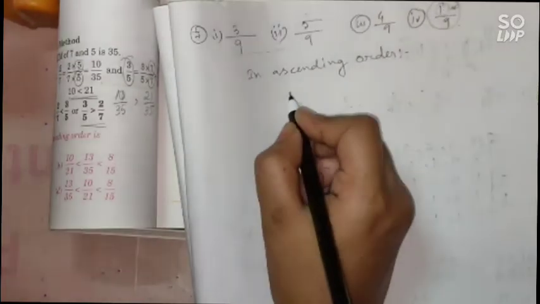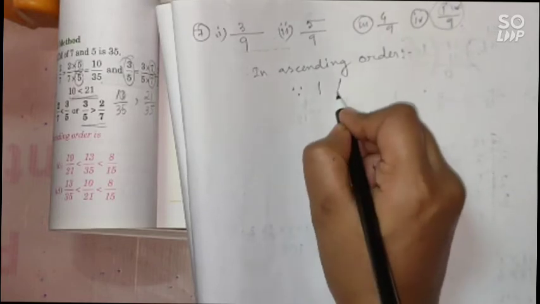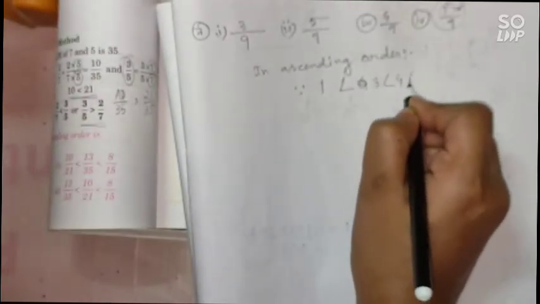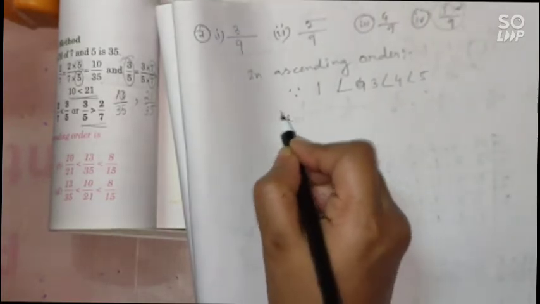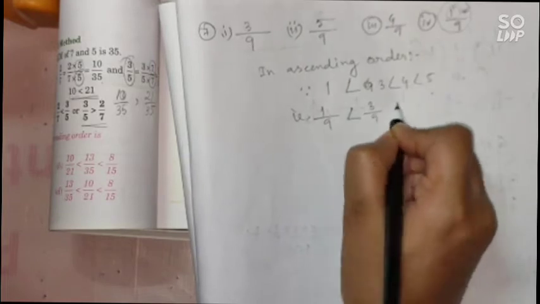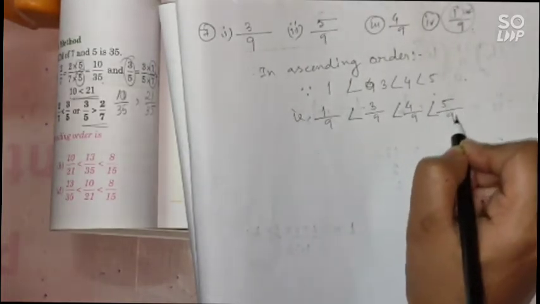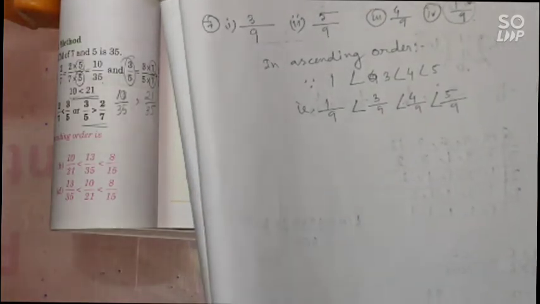Since 1 is less than 3, 3 is less than 4, and 4 is less than 5, that is, 1 upon 9 is less than 3 upon 9, which is less than 4 upon 9, which is less than 5 upon 9. So this completes arranging the fractions in ascending order.